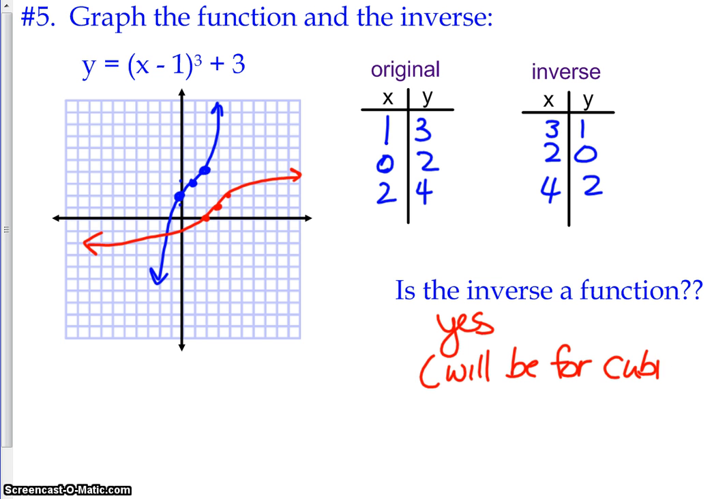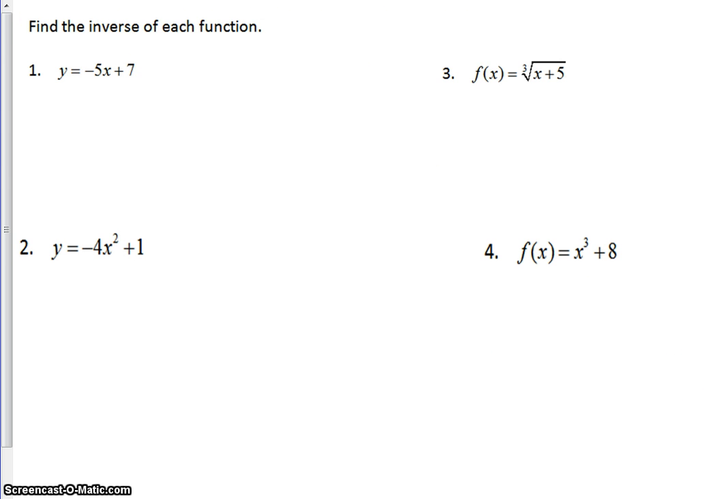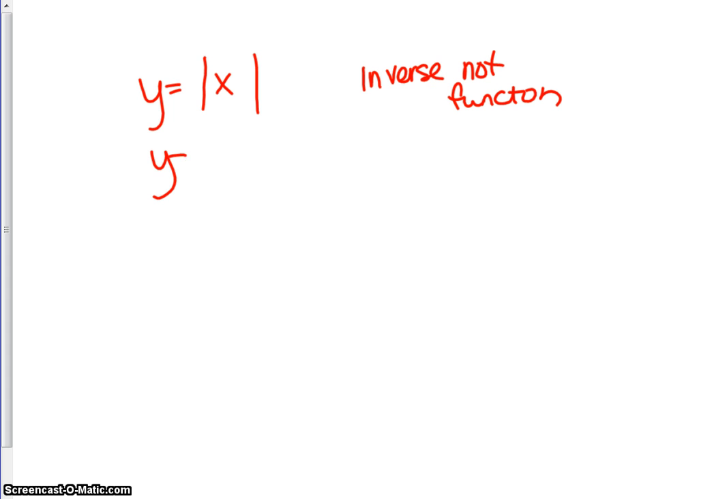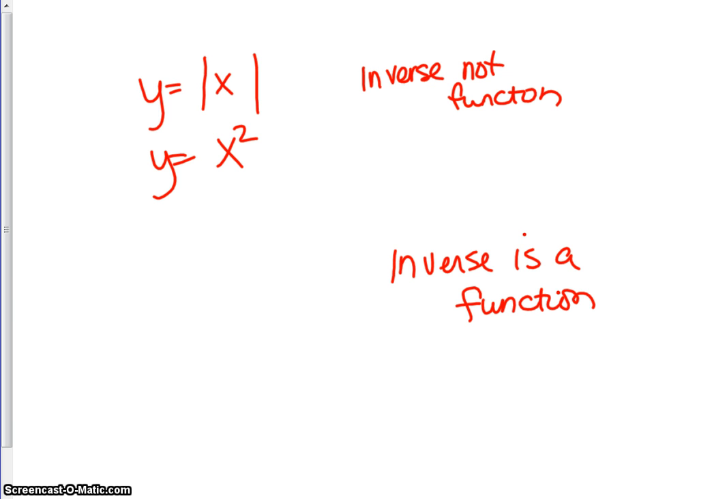All right, maybe we're going to write that down real quick here. So absolute values, let's just look at parent functions. Absolute values, inverse is not a function. Also, that's the case for parabolas. Inverse is a function. Let's list those. That's the case for linear. We found out over and over again that's the case for cubic. That's the case for square roots.